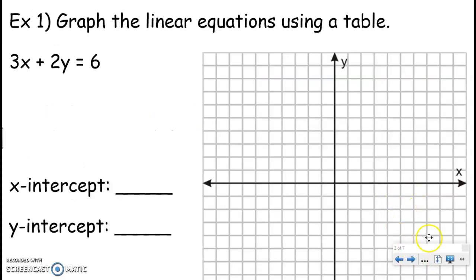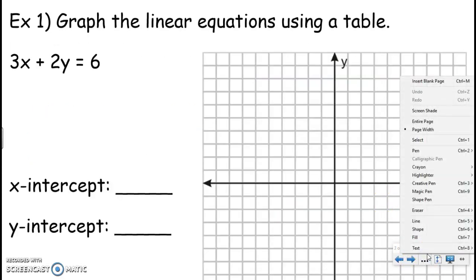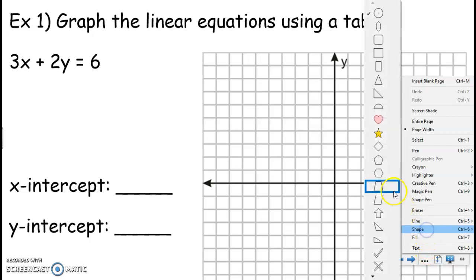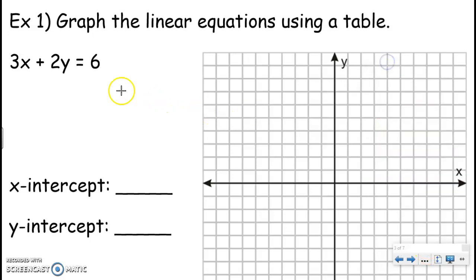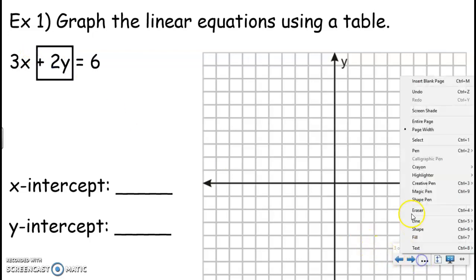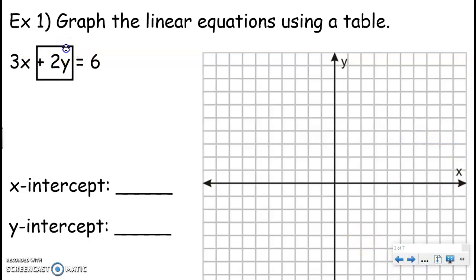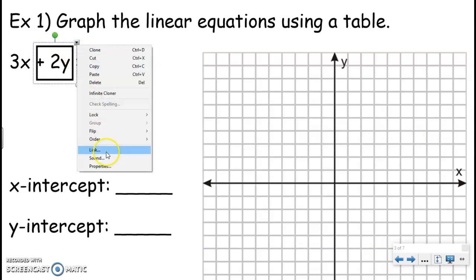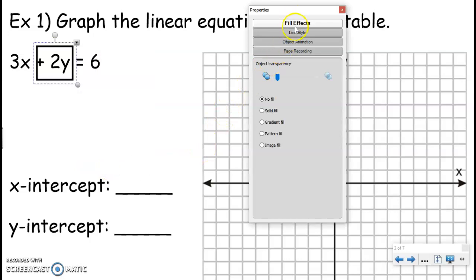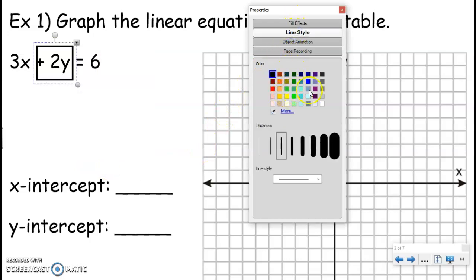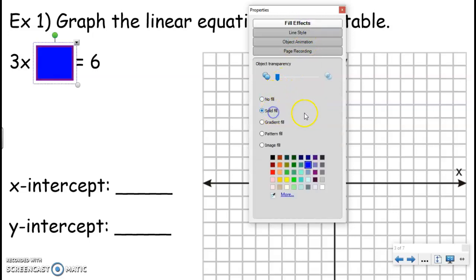Okay, so first problem here, we have 3x plus 2y equals 6. And I like to go ahead and create a little rectangle here. I'm going to cover up this y first, and that will help me find my x-intercept. Let's go ahead and fill it in. Make it purple, go Bucks.